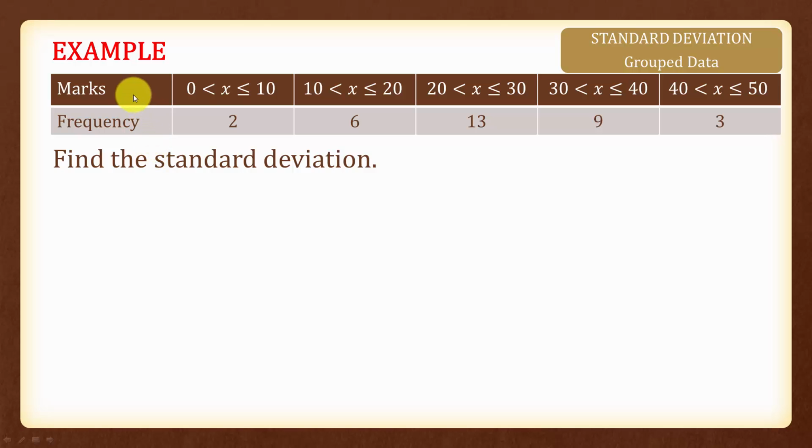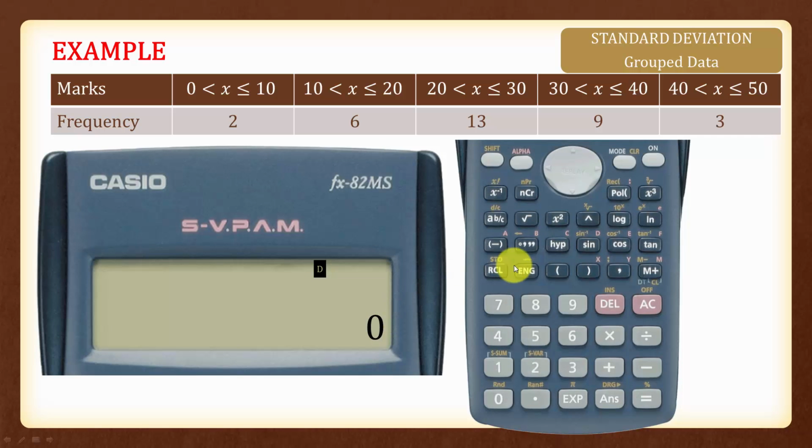Here we have an example showing grouped data. For marks between 0 and 10, we have a frequency of 2. For marks between 10 and 20, we have a frequency of 6 and so on. And we are asked to find the standard deviation. Now let's find the standard deviation using this calculator.